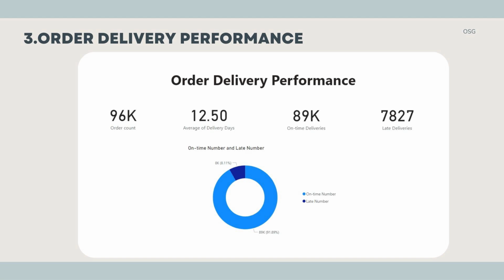Lastly, we visualize the order delivery performance using gauges for monitoring the total number of orders, average delivery days of all orders, and number of on-time and late deliveries. As a result, the percentage of on-time deliveries is 91.89%, which is considered high according to the standard KPI for a good delivery system, which is an 80% on-time delivery rate.